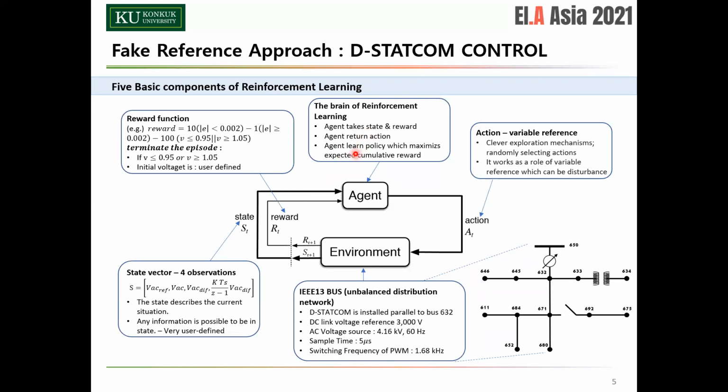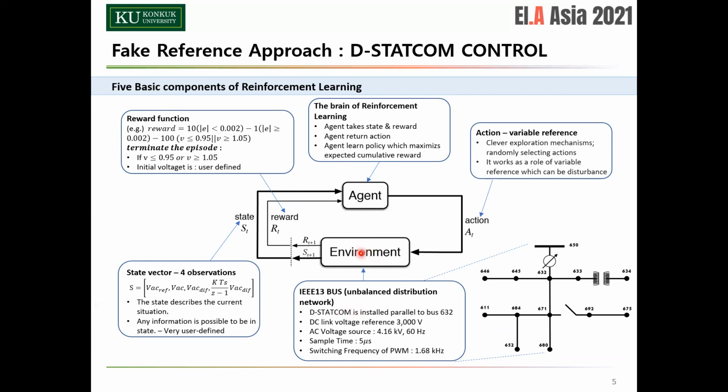The first thing I will explain is the agent. A reinforcement learning agent takes state and reward and returns actions. The policy is a way to maximize expected cumulative reward. The main point is that the agent acts as the brain of reinforcement learning. The second thing I will explain is the environment.